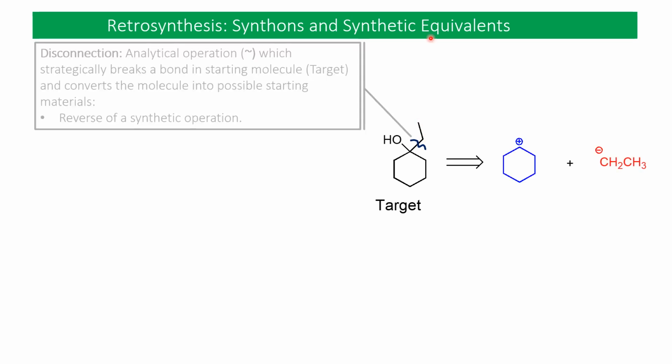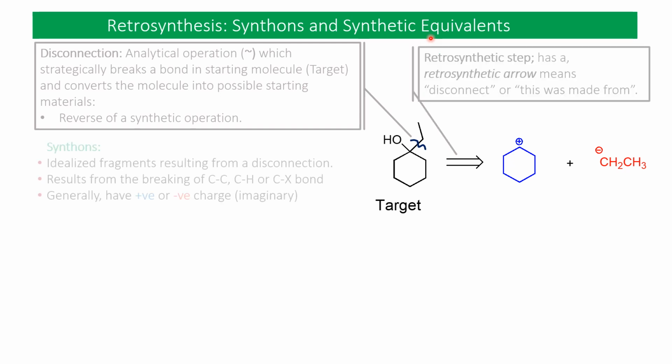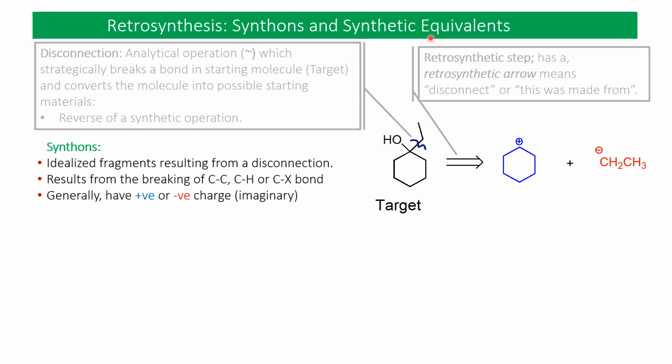We then can generate synthons. Note that here we have a retrosynthetic step, and this arrow is a retrosynthetic arrow, meaning that the species shown is what our target was made from. These synthons are idealized fragments resulting from the disconnection, usually a result of breaking carbon-carbon or carbon-halide bonds, and generally they have imaginary charges.